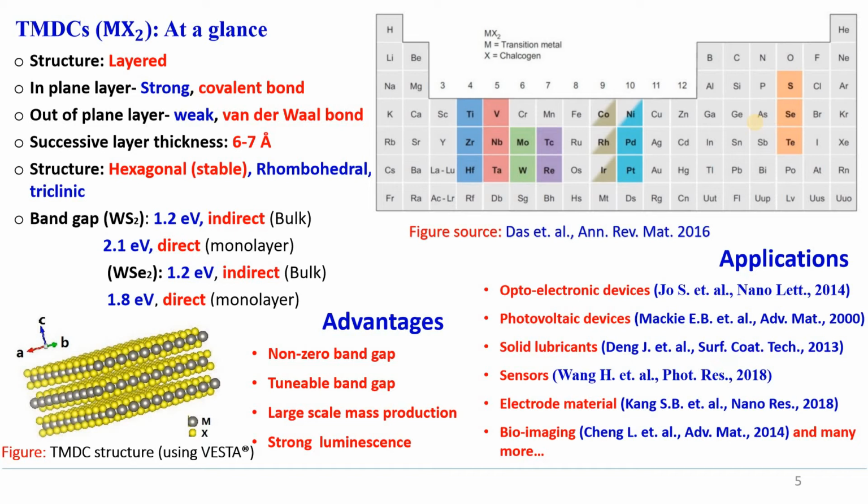Among them, hexagonal is highly stable. Tungsten disulfide and tungsten diselenide are a few examples of TMDCs which are semiconducting in nature. Compared to the graphitic systems, they are quite advantageous because of their non-zero band gap and tunability. Apart from them, large-scale mass production and strong luminescence can also be cited as advantages. These advantages make TMDCs quite effective for application in the field of photovoltaic devices, optoelectronic devices, solid lubricants, electrode materials, and many more.